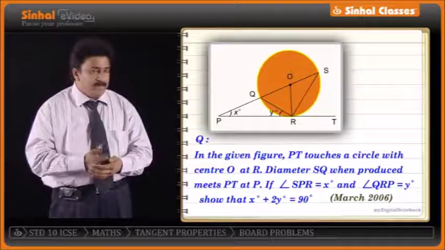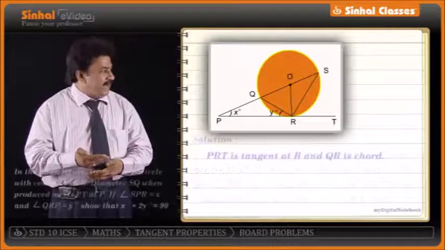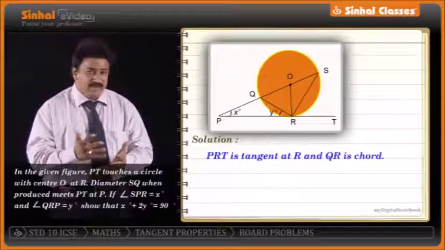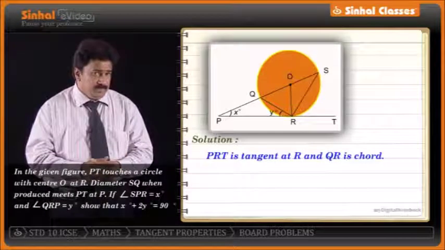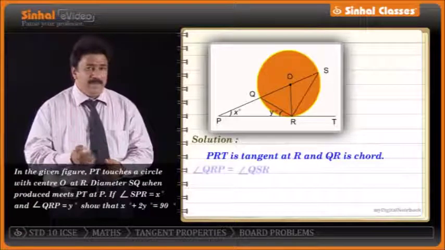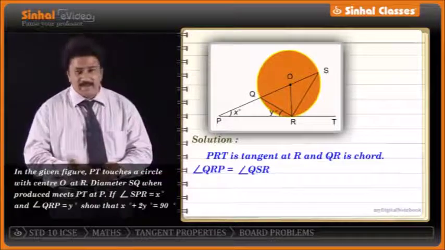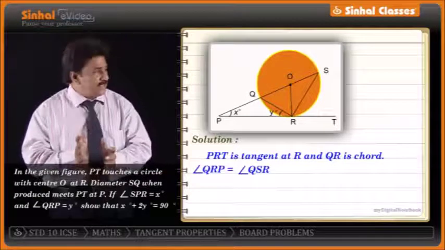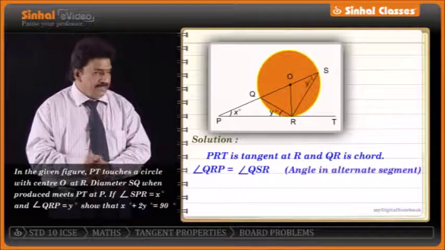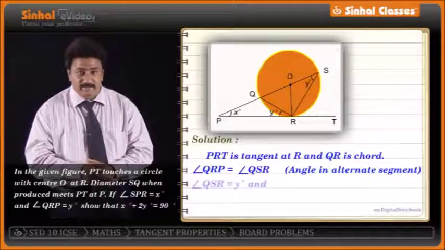The first step: PRT is a tangent at R and QR is a chord. That's the information given to you. From here we get angle QRP is equal to angle QSR. You know the reason for this? Alternate segment theorem. Therefore angle QSR is y degrees.